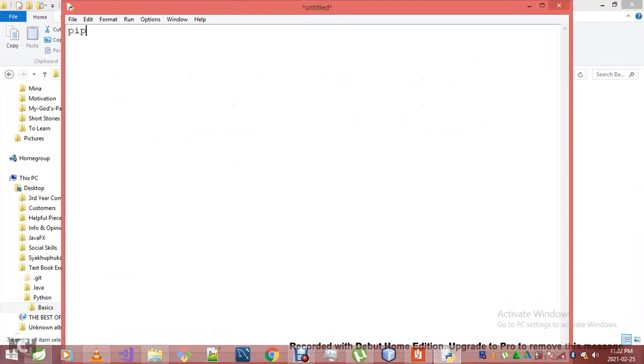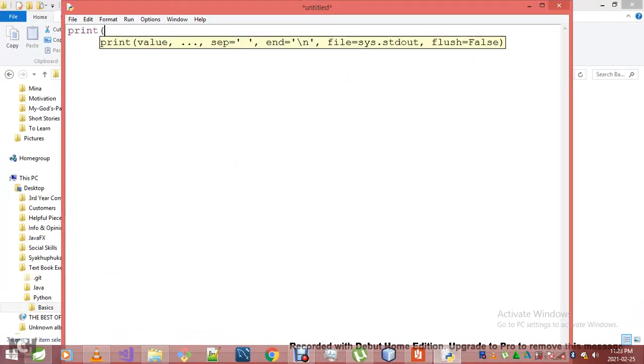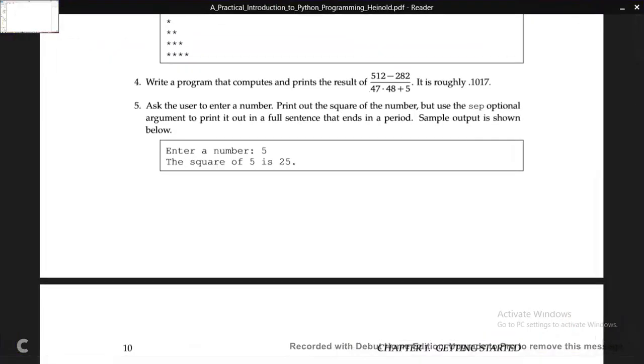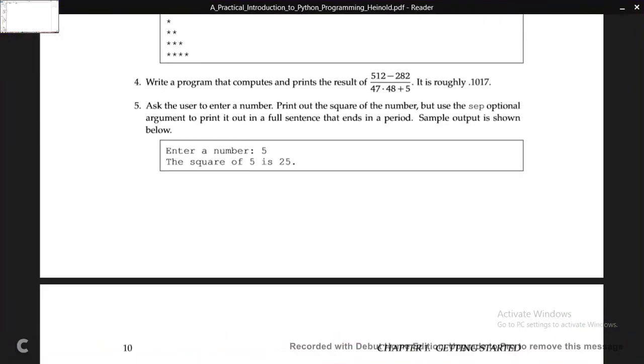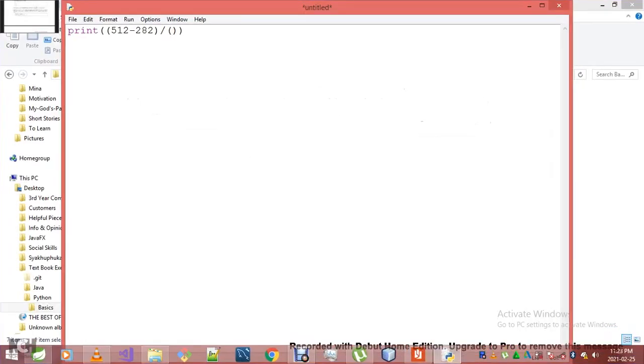That simply implies that the best way of doing things in this case will simply be, again, if you recall, I mentioned something about the importance of using brackets. Okay, so on my numerator, I'll simply go 512 minus 282. Okay, then on my denominator, I'll go 47 times 48, 47 multiplied by 48, plus 5.